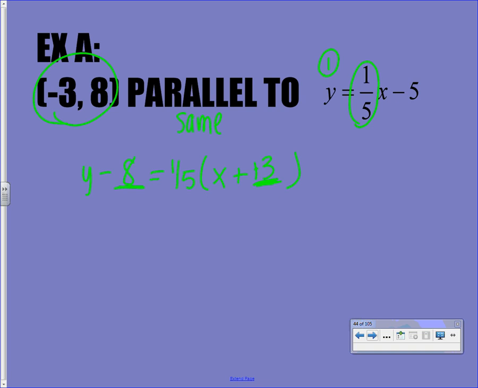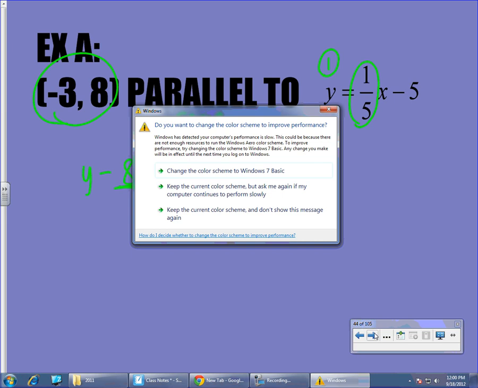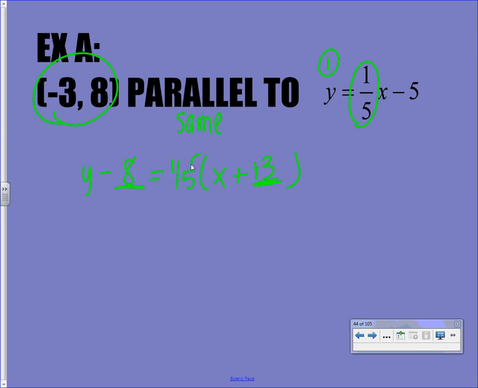However, the directions said to write that in standard form. So I am going to go ahead and distribute on the right side. So I'll have y minus 8 equals 1/5 x plus 3/5. And you're going to want to leave things in terms of fractions. It's going to make your life a lot easier. So now, to get it into standard form, I need to move my 1/5 x over there. So I'm going to subtract 1/5 x from each side. So I've got negative 1/5 x plus y minus 8 equals 3/5.